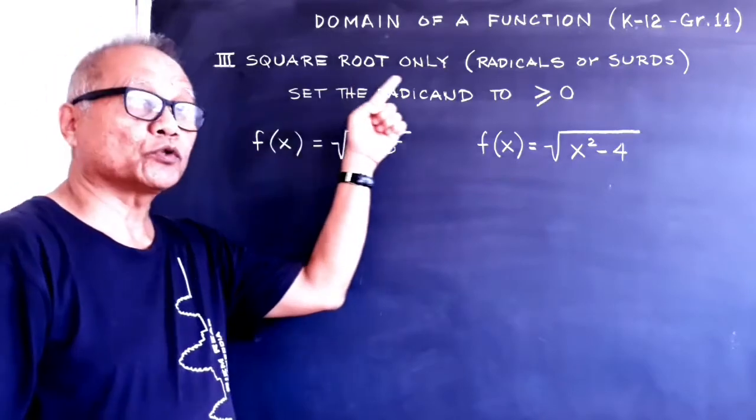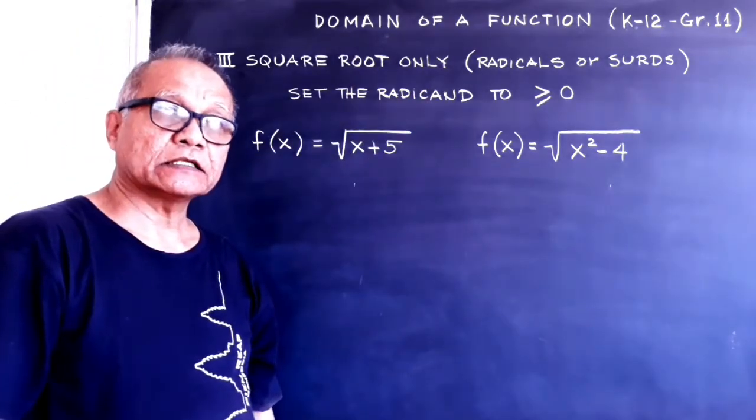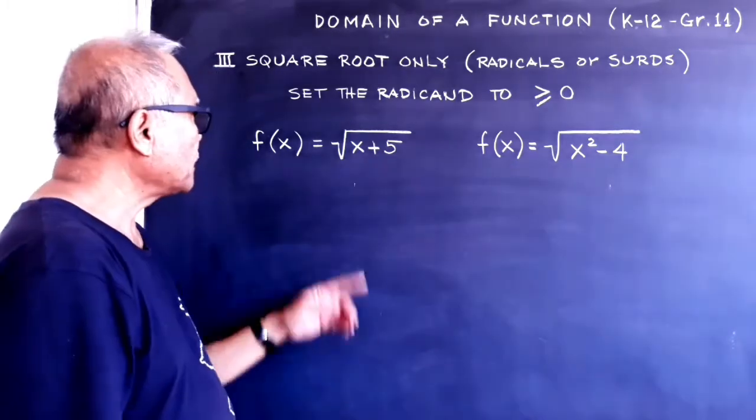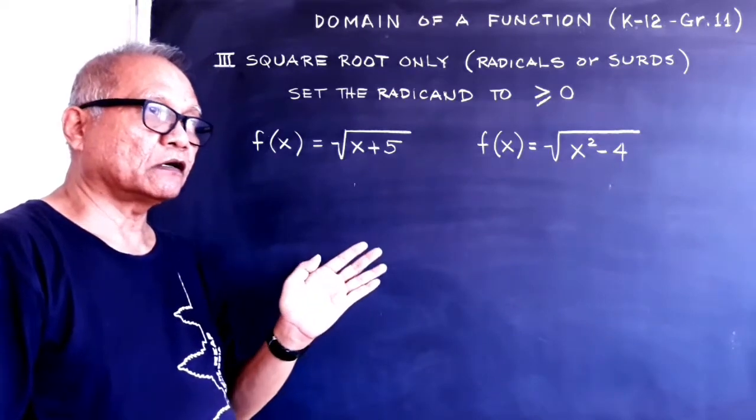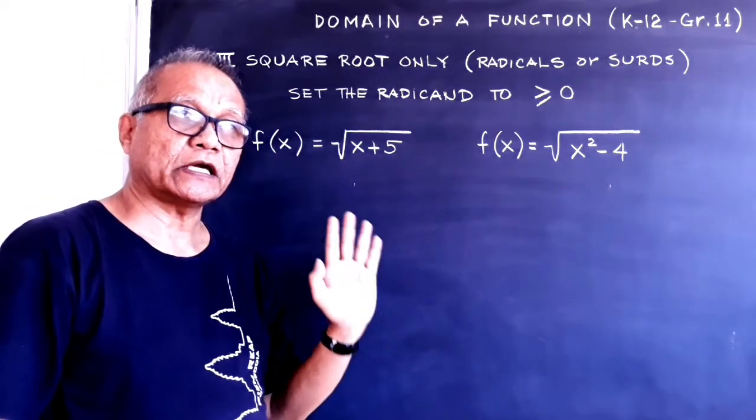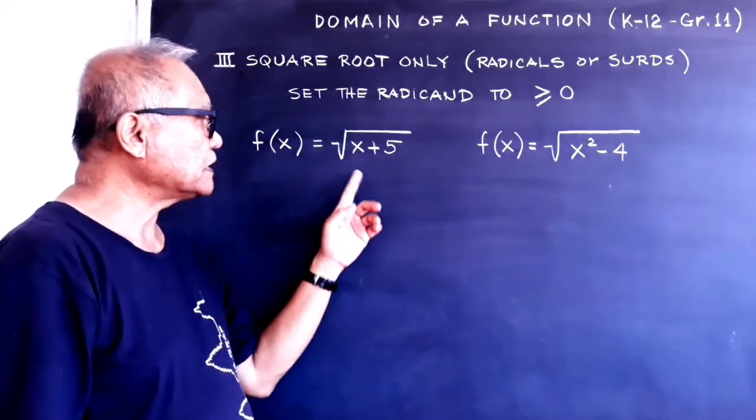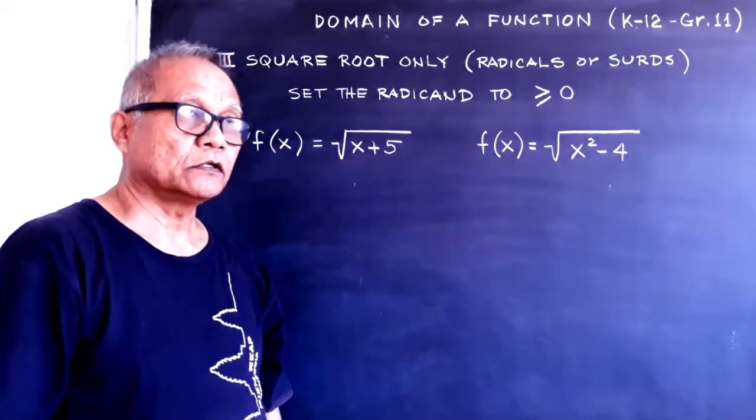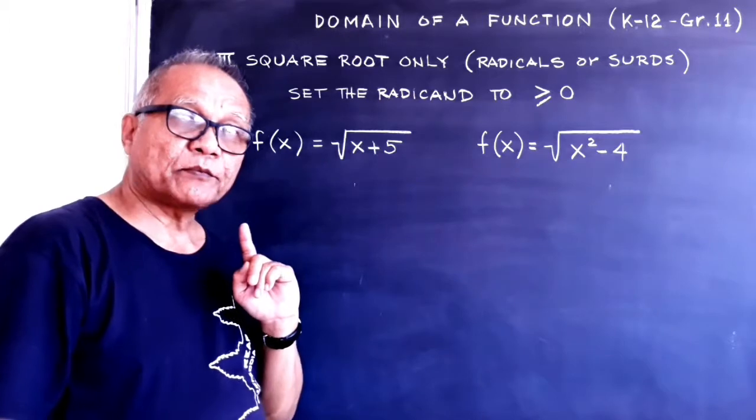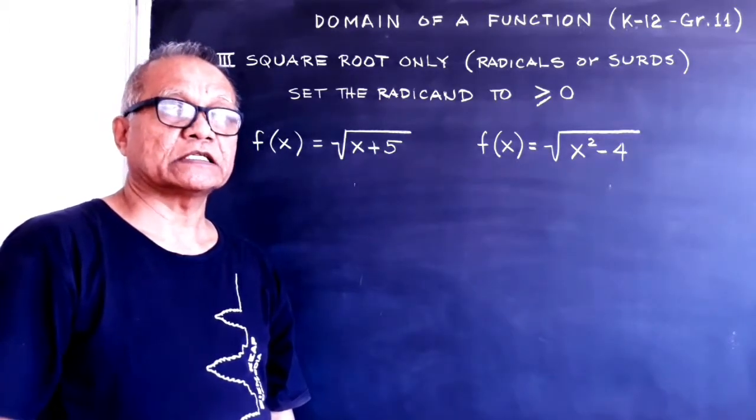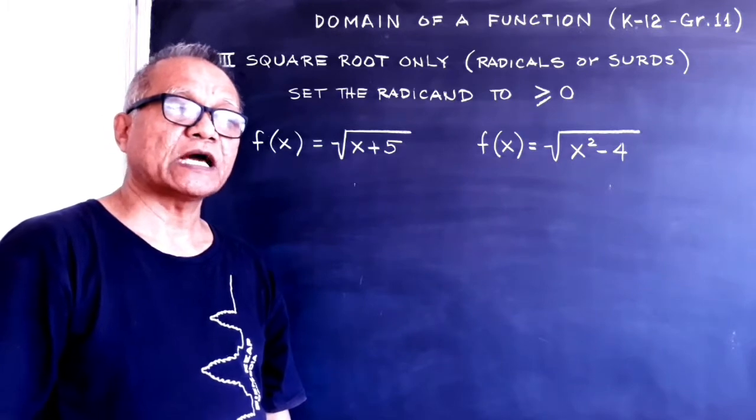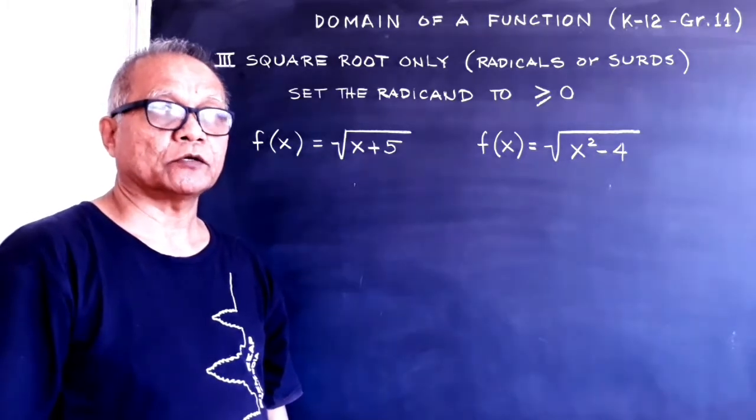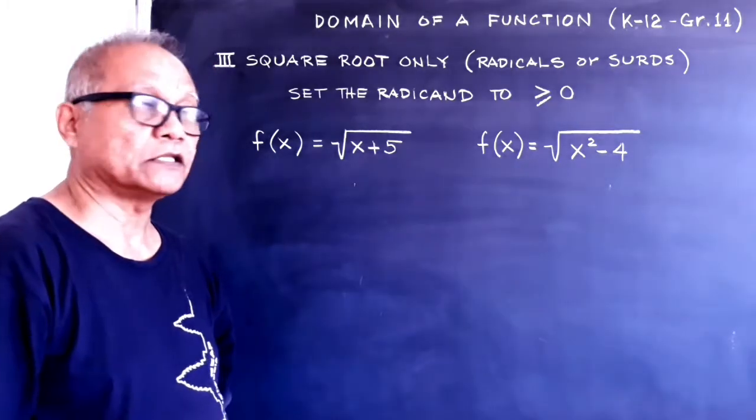Which is square root only, or we have radicals in the numerator but we don't have the denominator. Now we're taking only the square root. We can also have the 4th root, 6th root, 8th root, 10th root. But this is not applicable for cube root, 5th root, 7th root, or if the index of the root is an odd number. This is only applicable if the index of the root is an even number: 2 square root, 4 fourth root, and so on and so forth.